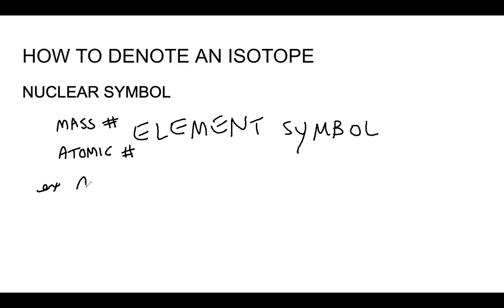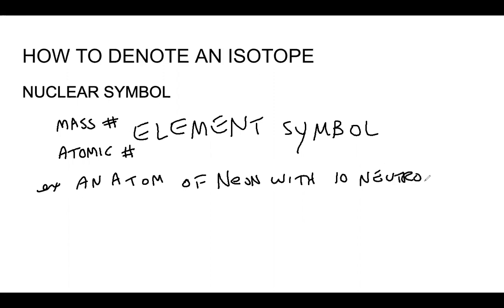Okay, so let's do an example and we'll write the symbol. We have an atom of neon with 10 neutrons. The element symbol for neon is Ne. And the atomic number we get from the periodic table. Find neon on your periodic table. It's a noble gas in the last column, group 18, and we see that the atomic number is 10. So neon has 10 protons in its nucleus.